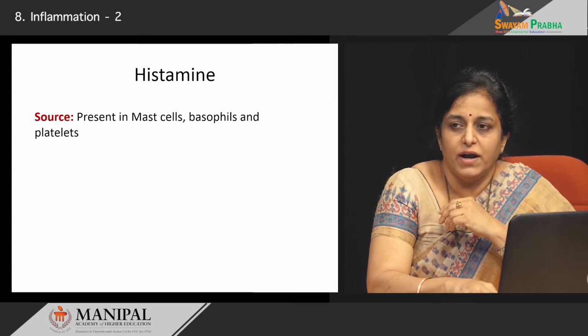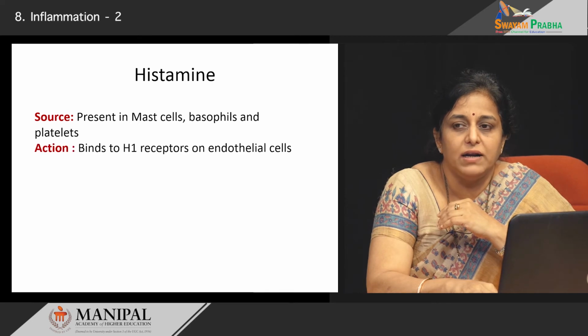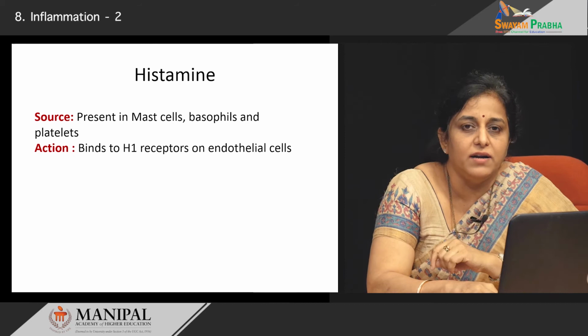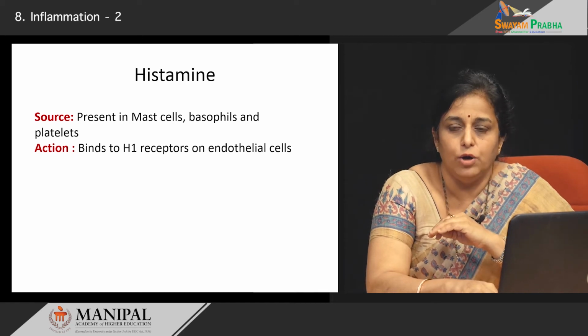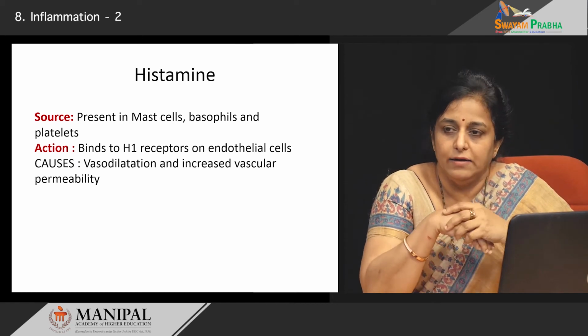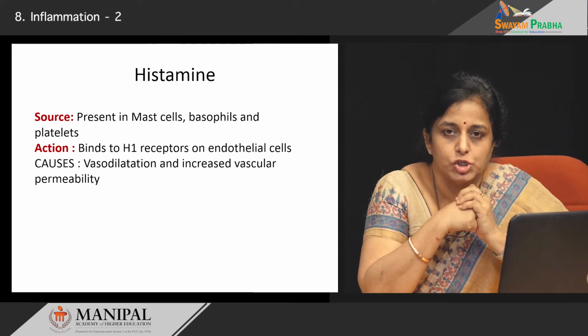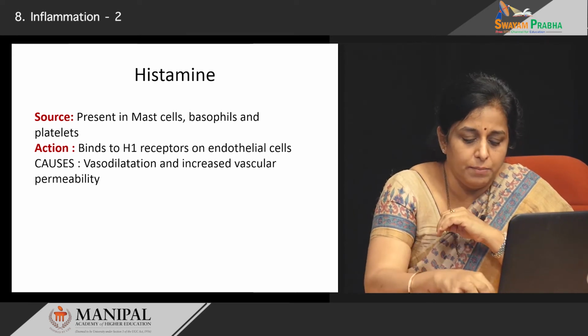So, just to revise what we learnt, histamine is derived from mast cells, basophils and platelets. The effects on the blood vessels are because it binds to H1 receptors on the endothelial cells. And we learned that the most important action of histamine is vasodilatation and increased vascular permeability.